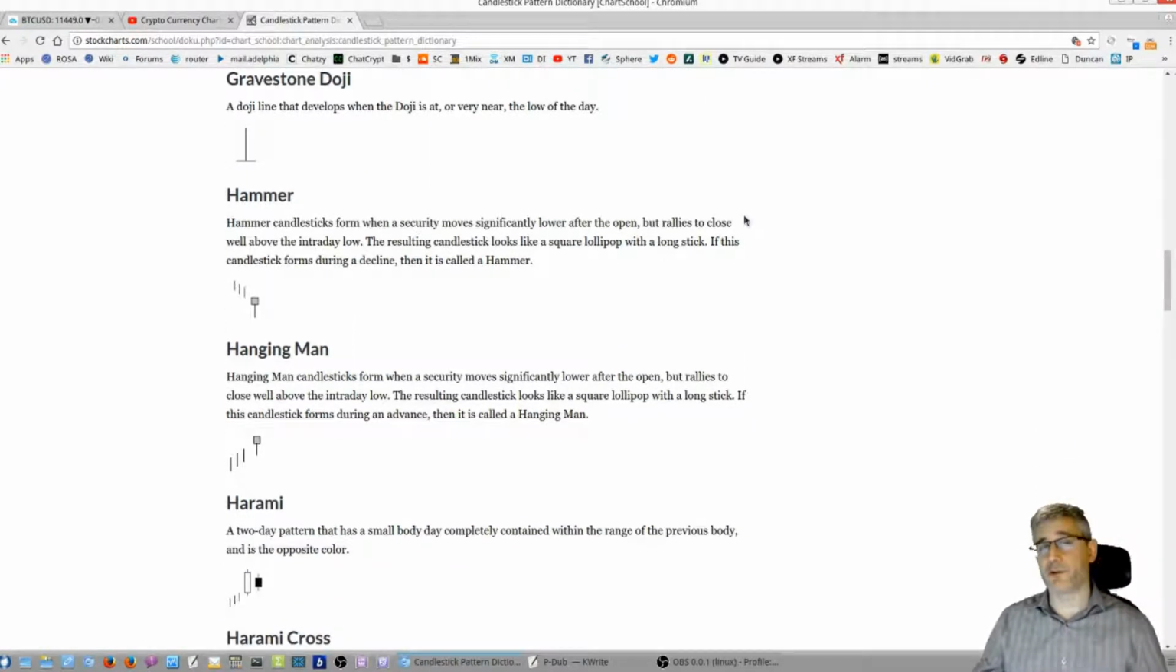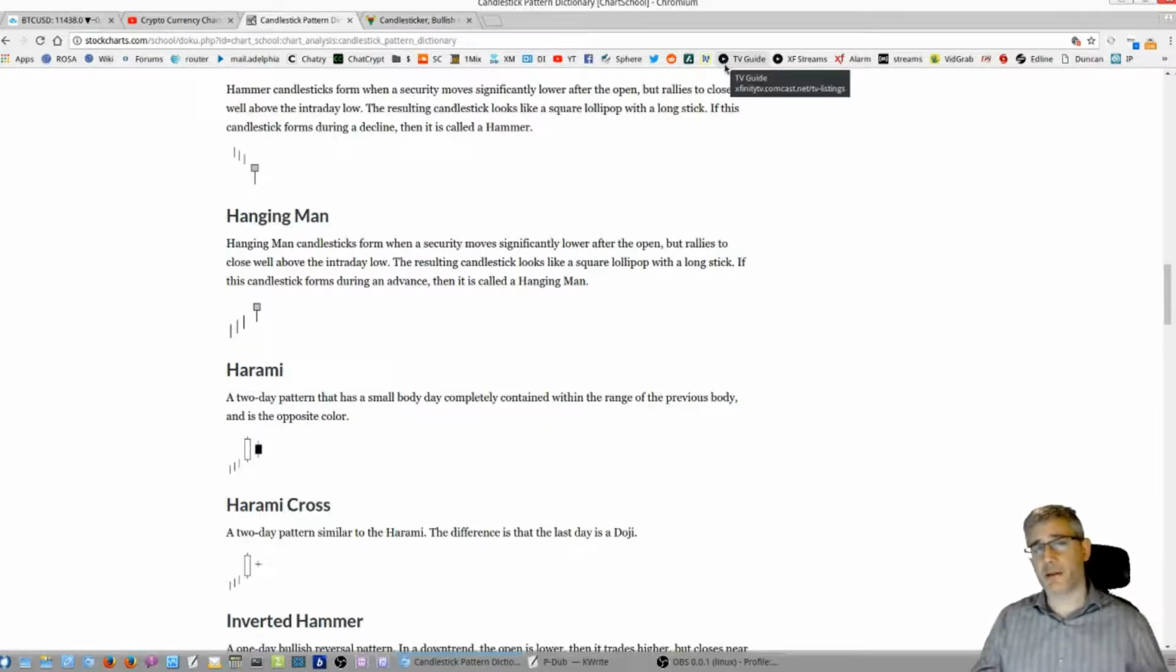Another common pattern you're going to see is a hammer. There's bullish hammers and bearish hammers. They're usually an indicator of a reversal. This particular hammer is a bullish hammer because it is coming out of a downtrend. So let's say it had 3 red candles followed by a bullish hammer, it means that it's going to reverse and typically go higher.